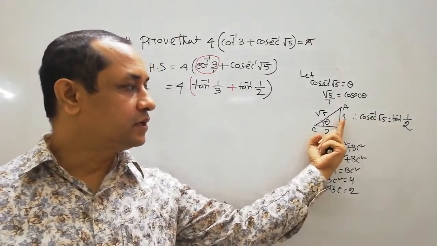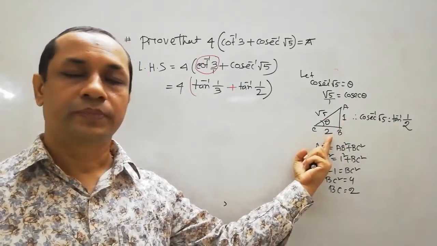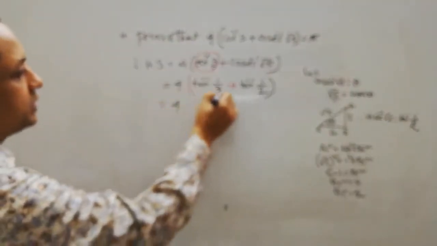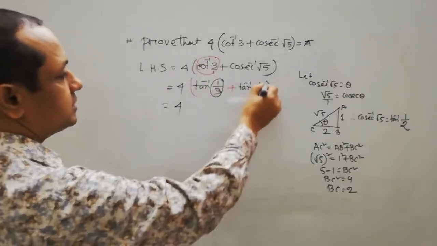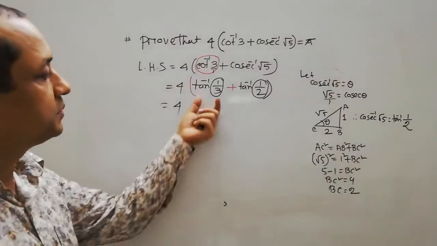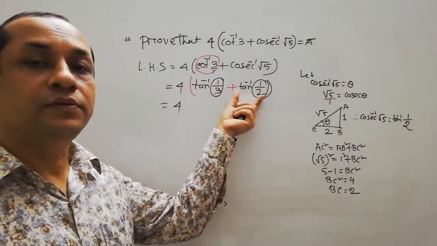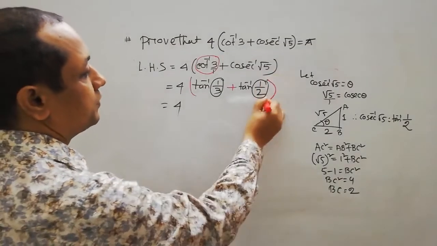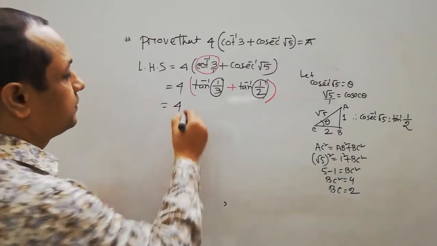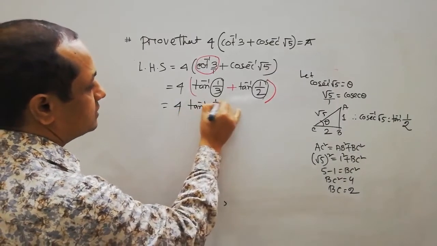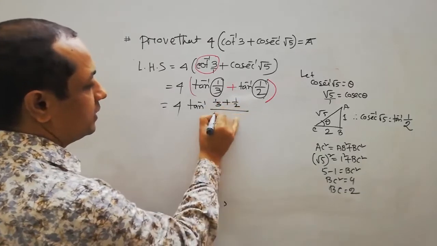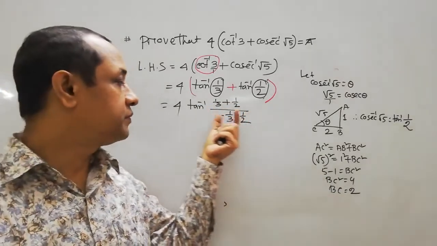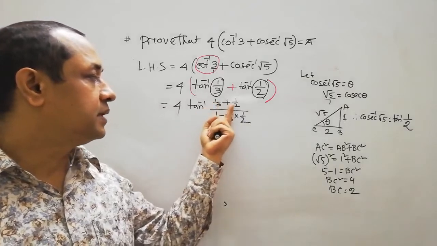We know that tan theta equals perpendicular by base, so tan inverse equals 1 by 2. Now using the formula, student, here considering 1 by 3 as x and 1 by 2 as y. So using the formula, tan inverse x plus tan inverse y equals tan inverse of (x plus y) by (1 minus xy).